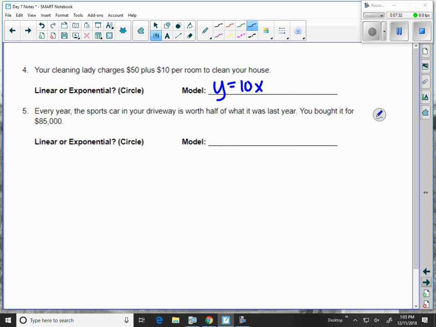Right? We're not going to take that $50 and then multiply it by 10 for every room. You know how much money that would be? A lot. Woo! That's a lot of money. I think I could handle adding 10, but I don't know about multiplying by 10.